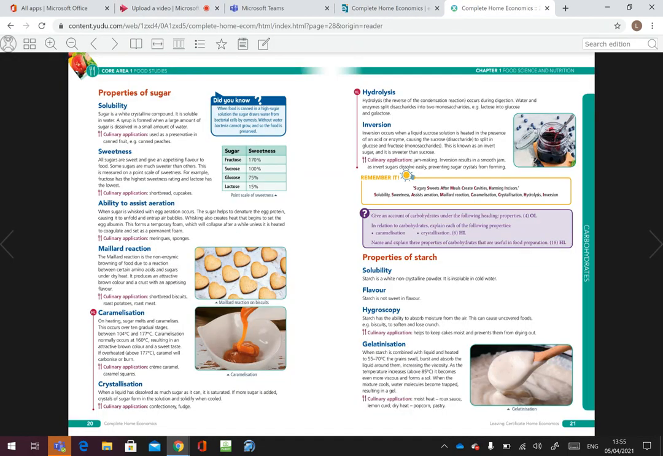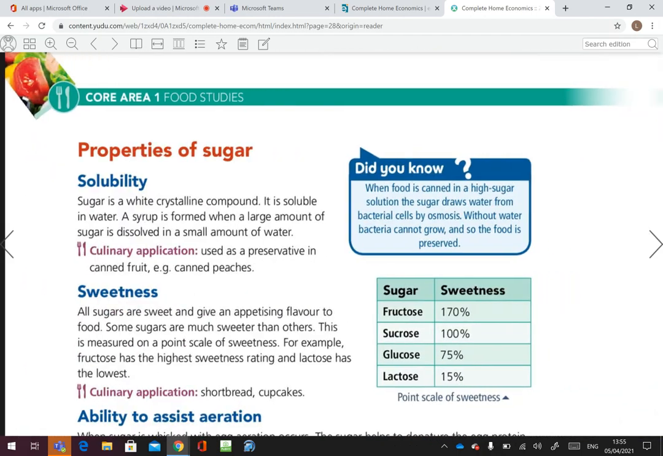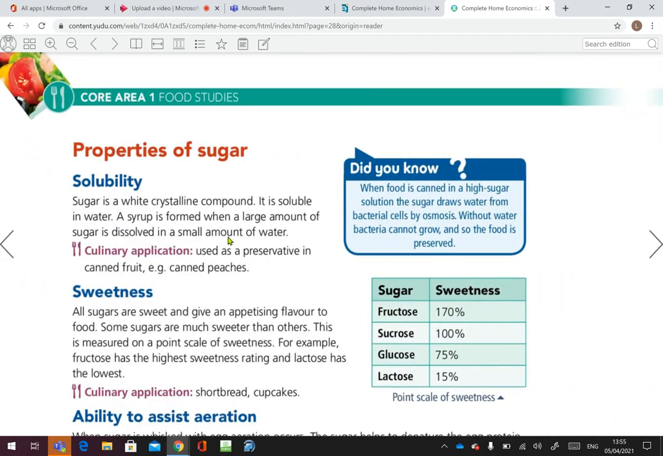And so the properties of sugar: it's soluble in hot water. So if you put sugar in your tea, it will dissolve. A syrup is formed when you dissolve a large amount of sugar in a small amount of water. So hence all your fruit in syrup, etc.